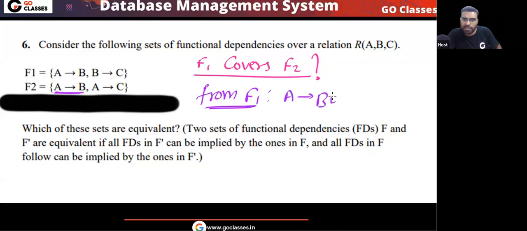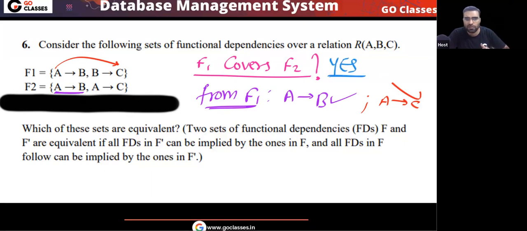A determining B, that is already there. What about A determining C? Yes, A determining C also. Okay, so I can say F1 covers F2. The answer is yes. What about F2 covers F1? Tell me. Is this correct or not?